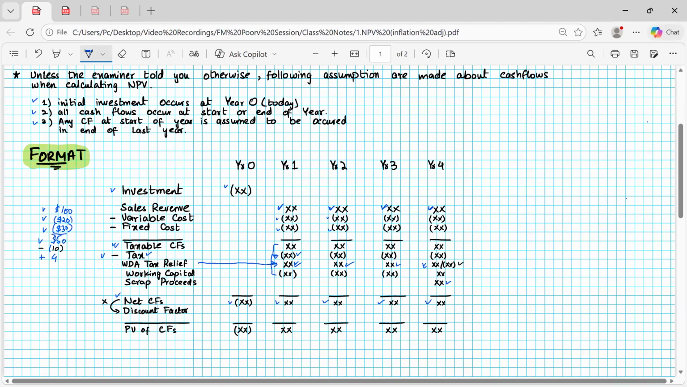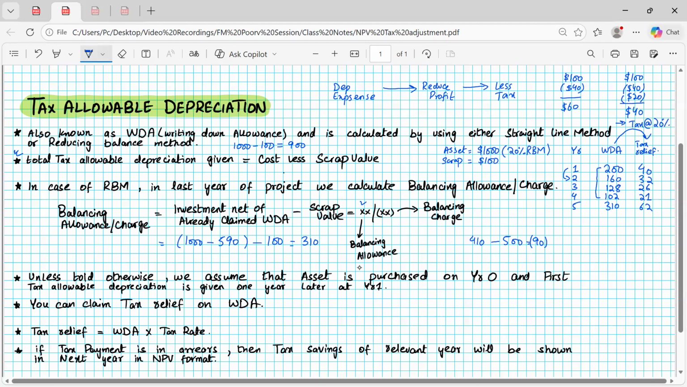So for the starting years, it's going to be balancing allowance, cash inflow. For the last year, it's going to be balancing charge, which is cash outflow. Any question you want to ask, you can ask. So this is a very important concept and you should be aware of that.